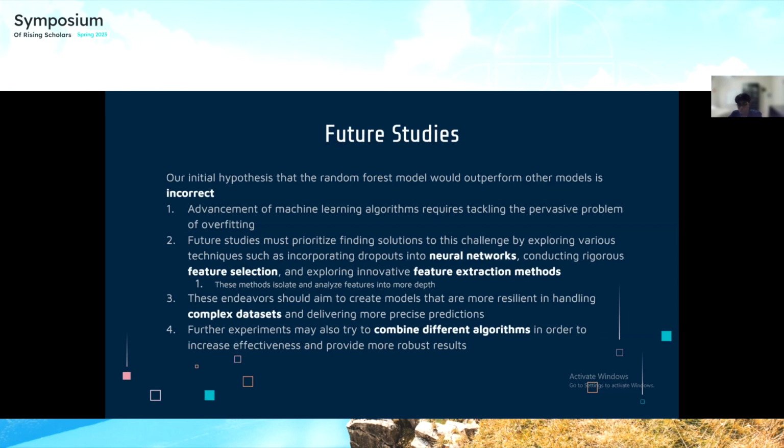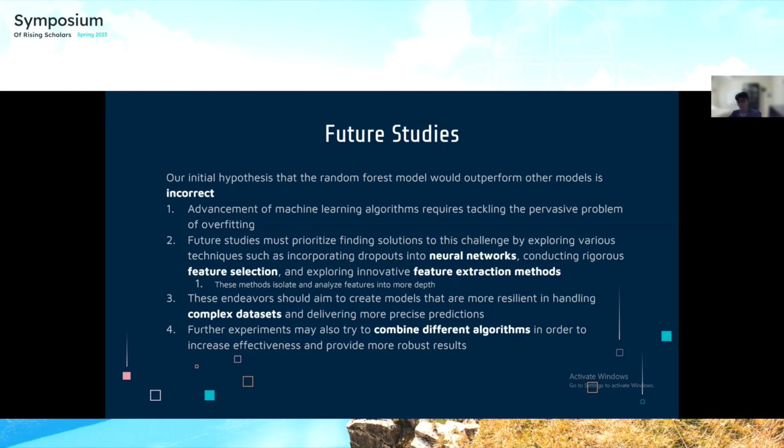These endeavors should aim to create models that can handle complex data sets. Like we talked about before, the real world has a variety of different ways news can be presented, especially with text and social media. So if a model can understand and detect fake news in any setting, it's absolutely crucial that it can understand complex data.